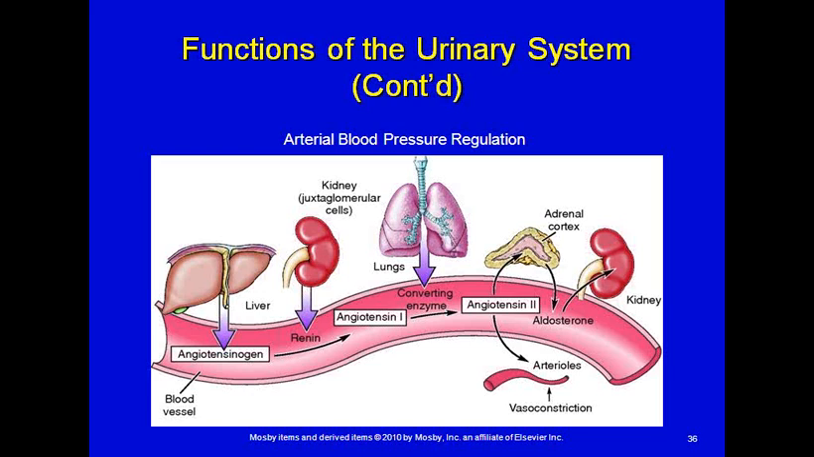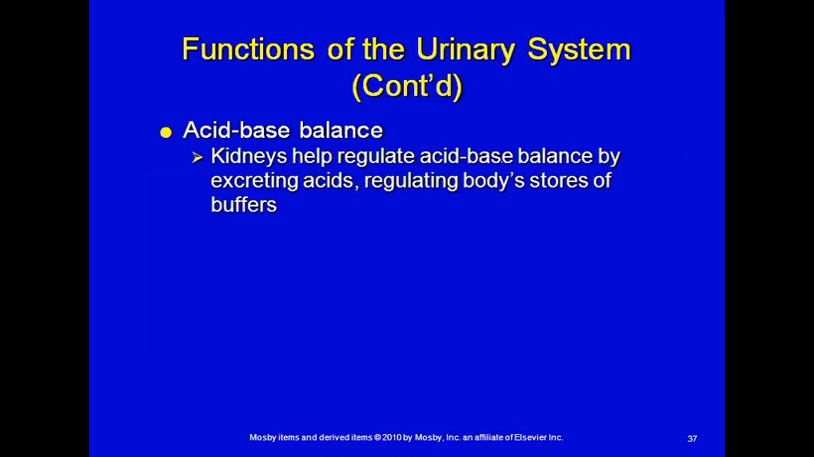secreted by the liver combines with renin secreted by the kidneys to form angiotensin 1. And then the angiotensin converting enzyme converts angiotensin 1 to angiotensin 2. And angiotensin 2 causes vasoconstriction and high blood pressure. So by not allowing angiotensin 2 to be produced, the blood vessels dilate and the pressure drops in the system.